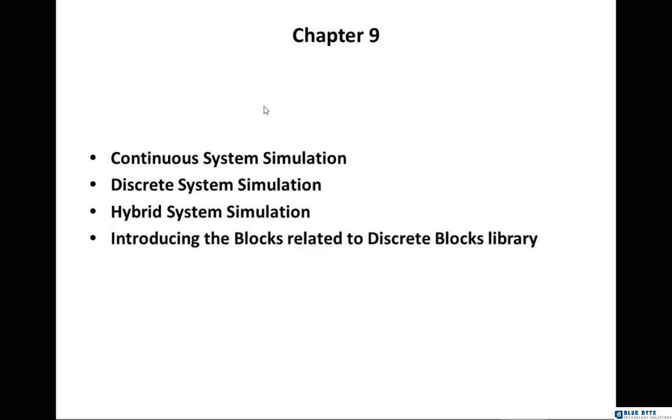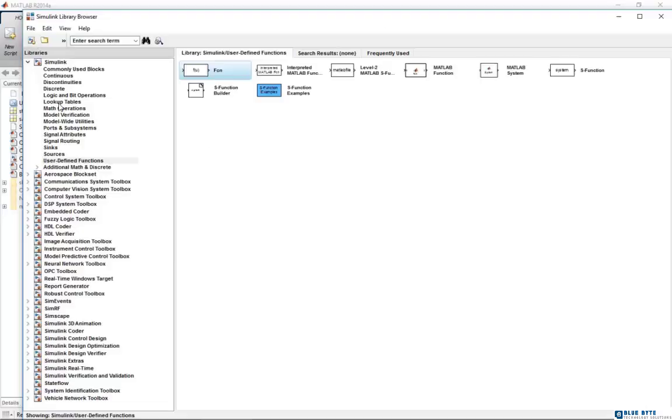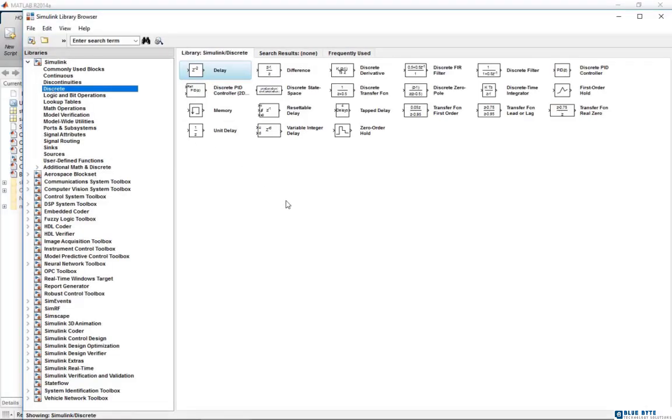As you know, discrete systems have a lot of applications, so I'm going to explain the discrete blocks library in this chapter. Then we're going to simulate a hybrid system, in which there are both continuous and discrete systems, both continuous and discrete blocks. Okay, first I want to talk about discrete blocks. You can find its library here. As you can see, there are many blocks.